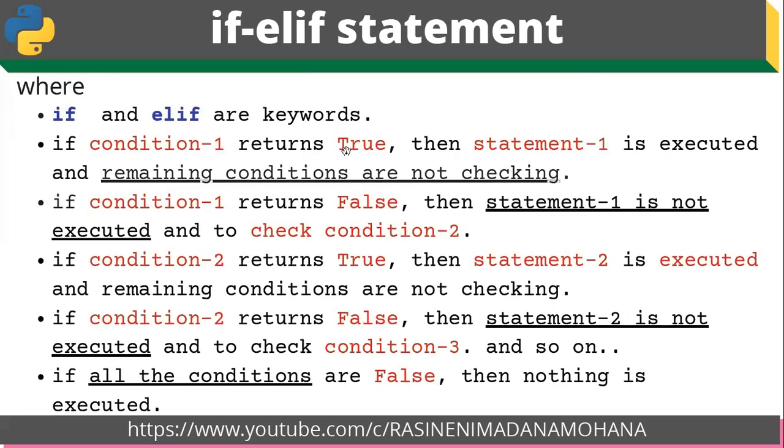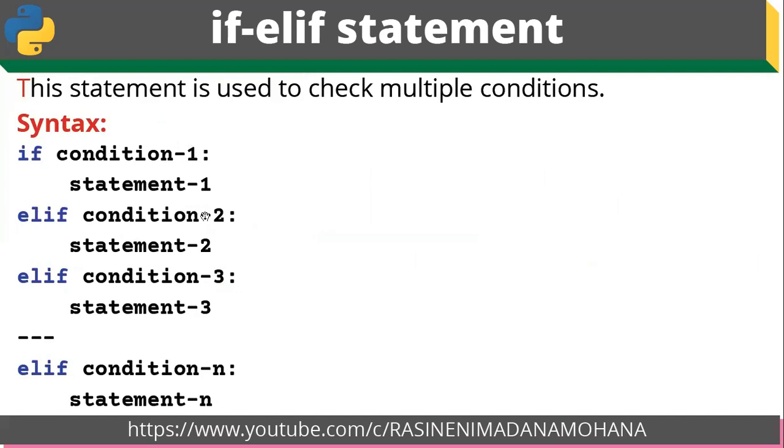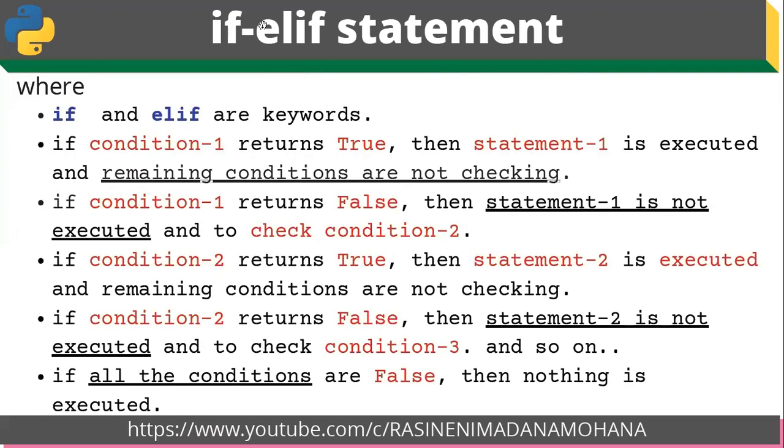So here, if condition 1 returns true, then statement 1 is executed. Other statements are not checked. If condition 1 returns false, then statement 1 is not executed and it checks condition 2. If condition 2 returns true, then statement 2 is executed and the remaining conditions are not verified. If condition 2 returns false, then statement 2 is not executed and it checks condition 3 and so on. If all conditions are false, the if condition, elif 1 and elif n, then nothing will be executed. Just a blank output will be displayed. So this is the syntax of the if-elif statement.